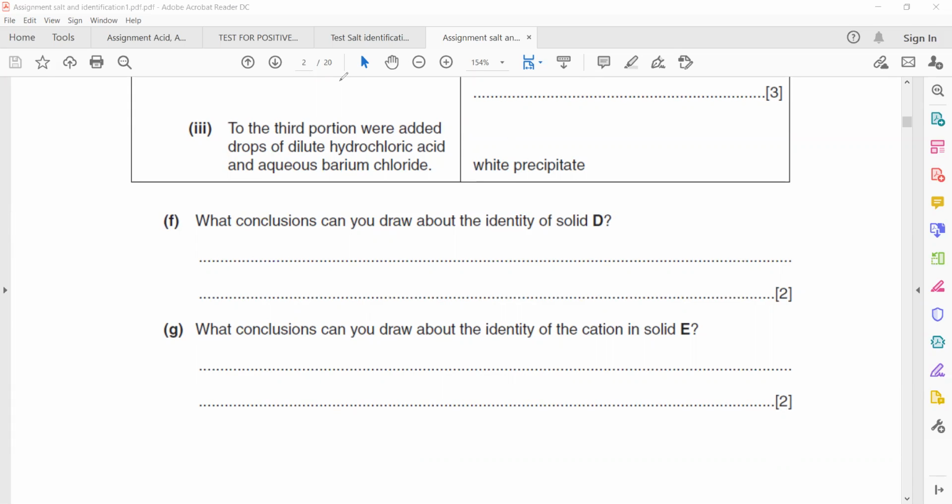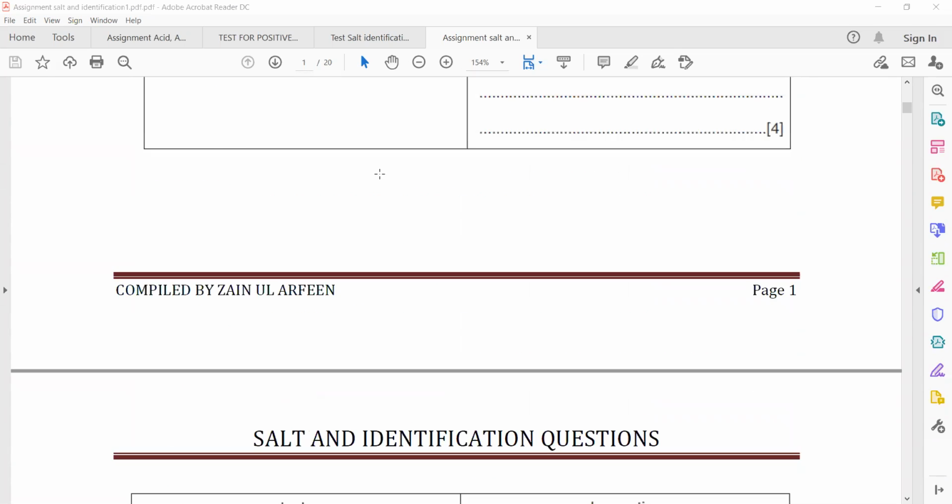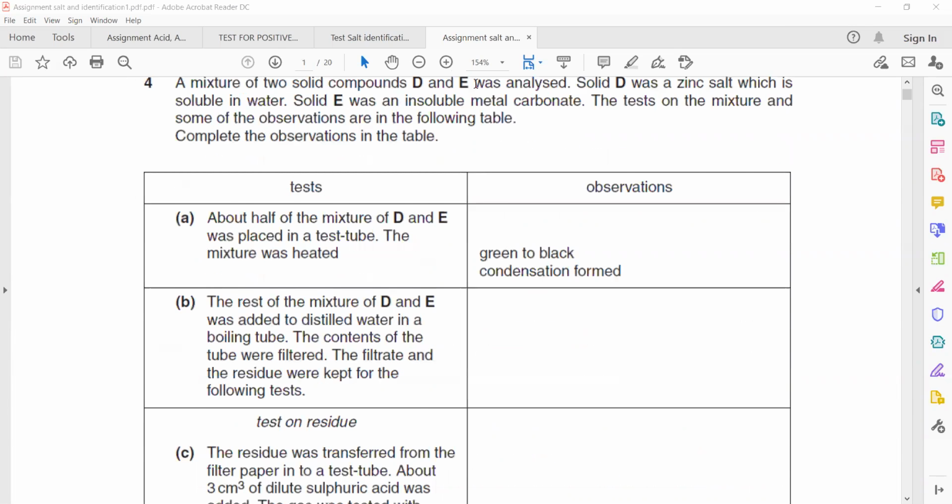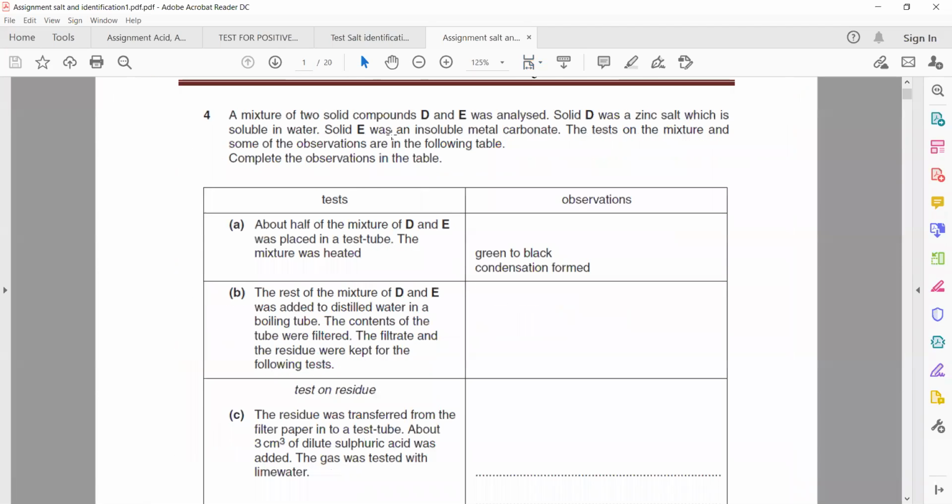Yeah, I'll quickly revise, go through the question. Look, you have a mixture of two salts, D and E. Solid D was a zinc salt. So we know zinc, but we don't know what else is there with zinc. And solid E is an insoluble metal carbonate, which can't dissolve in water. We don't know which metal is there, but we know it's a carbonate. So D is a zinc salt and E is a carbonate salt.